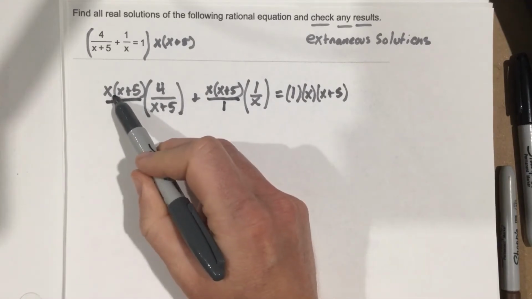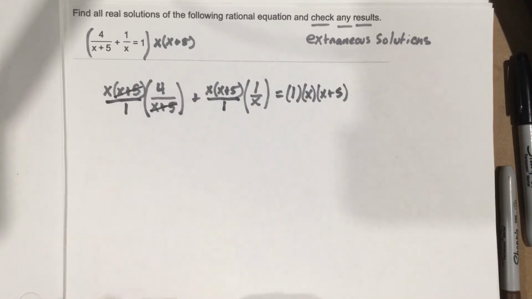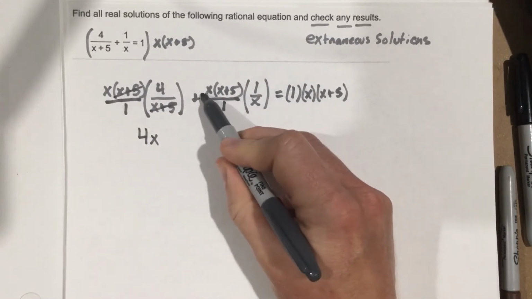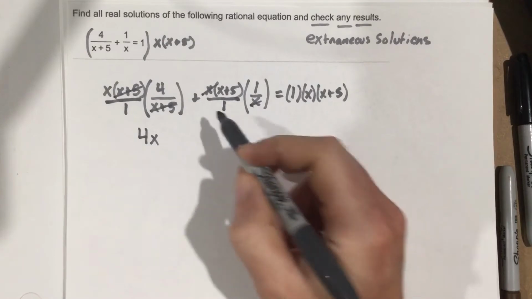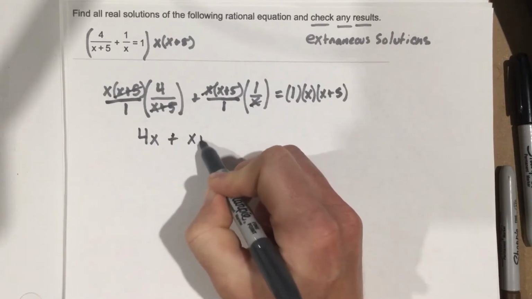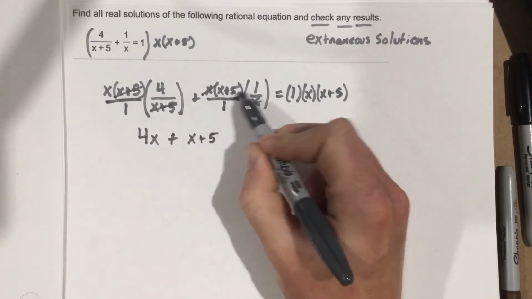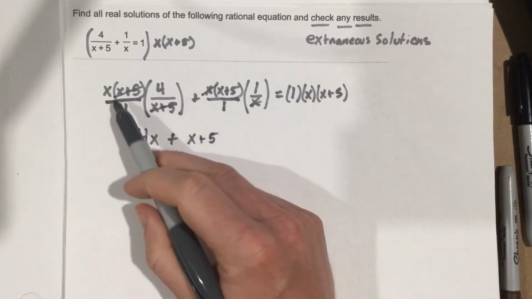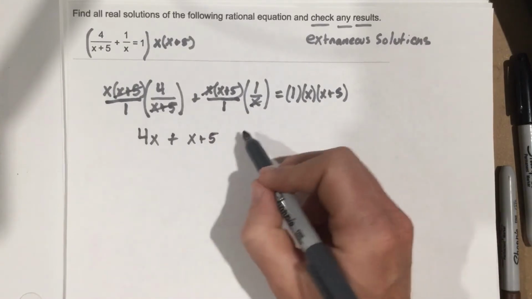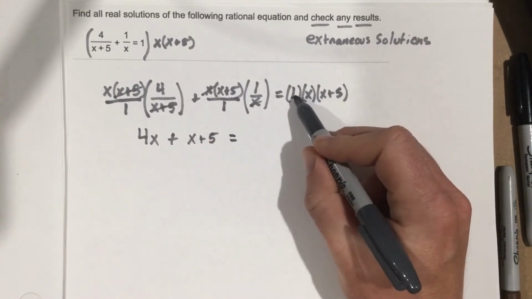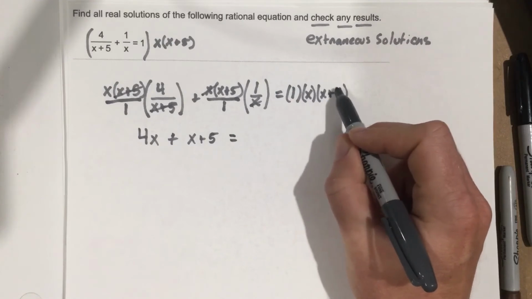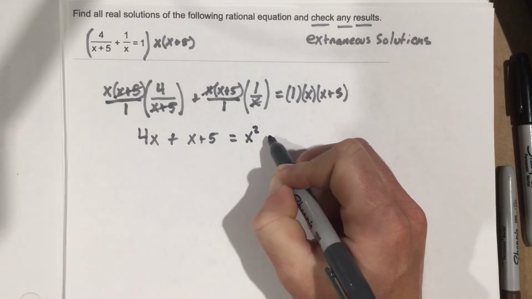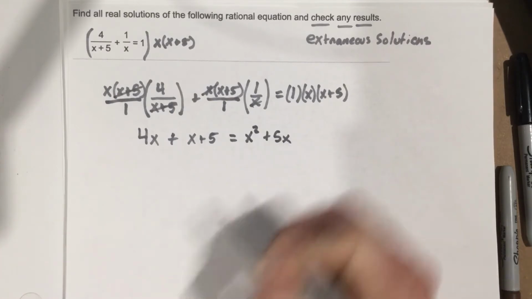You'll see that we can cross cancel here, and we're left with just 4x on the left side. We can cross cancel the x with this x, and we're left with plus x plus 5, right? Because when we multiply x plus 5 times 1, and it's over 1, it doesn't change anything. Same thing over here, 4x over 1. And then we get equals, on this side 1 times x is x, we distribute the x to each side, and we end up with x squared plus 5x.